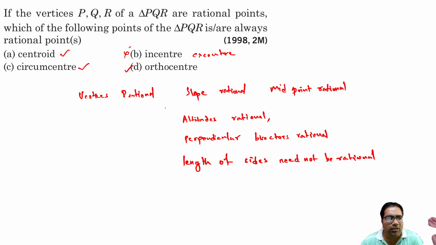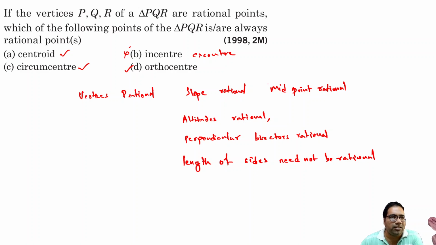Right. Now, what about the orthocenter? The orthocenter is the meeting point of altitudes. Right. So when these 3 points are rational, obviously the slopes are rational. The lines connecting the points have rational slopes. Because the slope is (y2 minus y1) by (x2 minus x1), and y2 is rational, y1 is rational, x1 is rational, x2 is rational. So the slope is rational. Right.